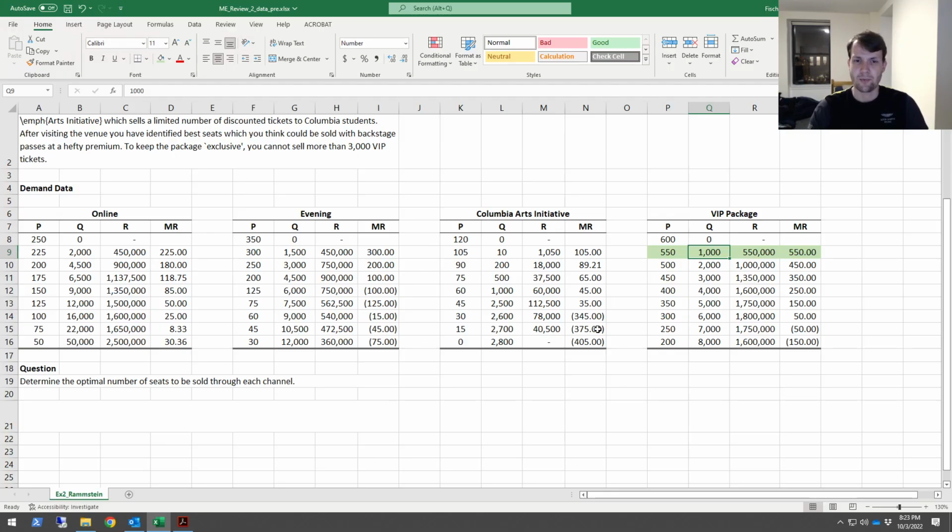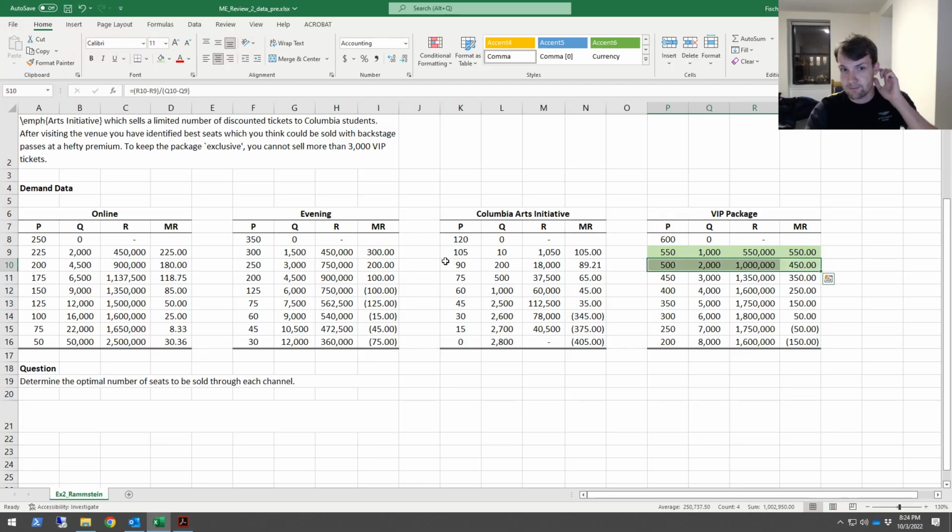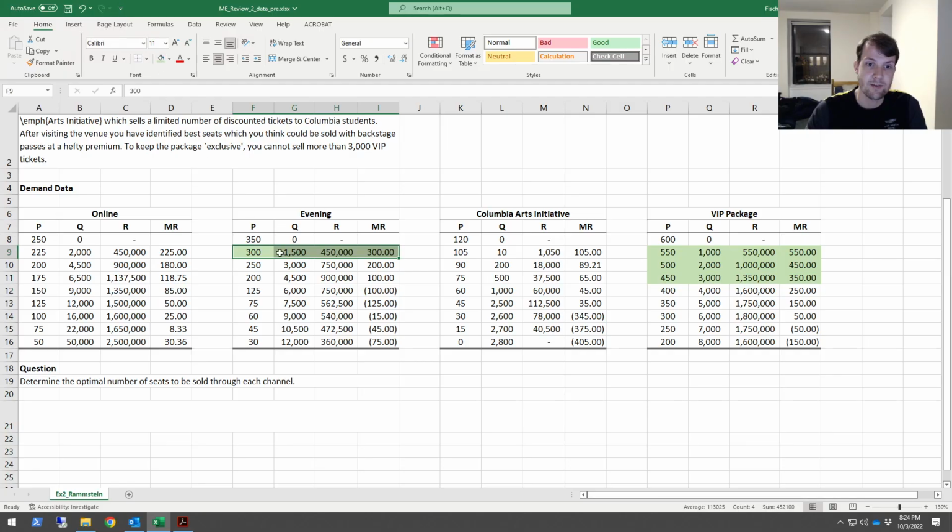So next, where are the next seats going to go? If we sell the next batch of seats online, we're going to make $225. Evening, $300. Columbia, $105. VIP packages, 450. So we're still going to sell them as VIP packages. Now, if we sell online 225, evening 300, Columbia Arts 105, VIP packages 350. So another 1,000 as VIP packages, and we're at 3,000. 225, 300, 105, 250. Now, the next best thing we can do is we're going to sell 1,500 seats at the evening counter.